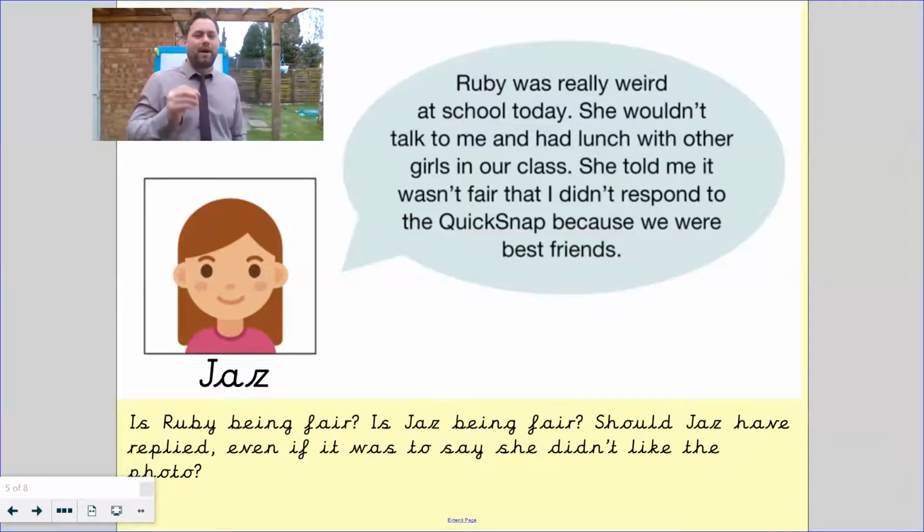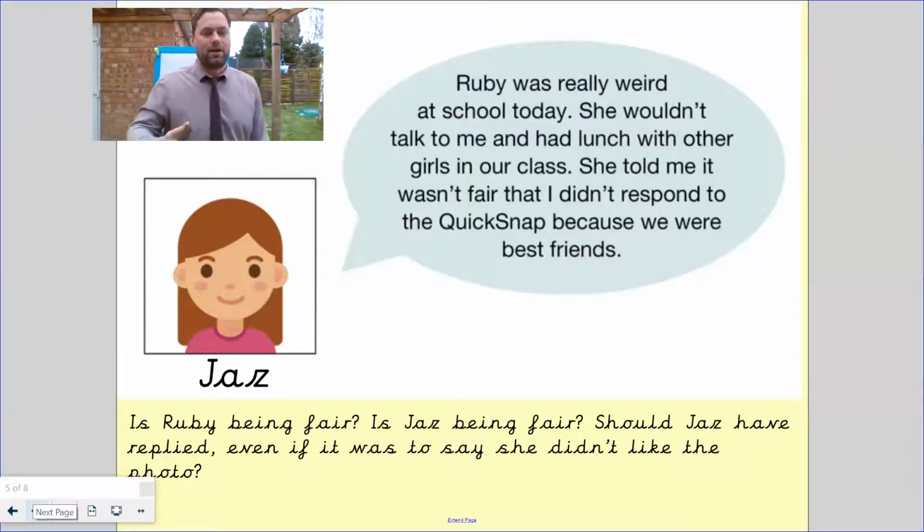And this kind of behavior is then putting pressure onto Jazz, so that Jazz uses this photo snap app, or quick snap, and that she's pressurized into answering every single message all the time. And that is what we call peer pressure. Okay, and there is peer pressure being played here, and Ruby is the one putting the peer pressure on.